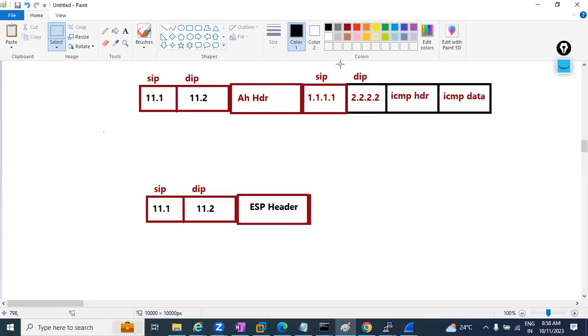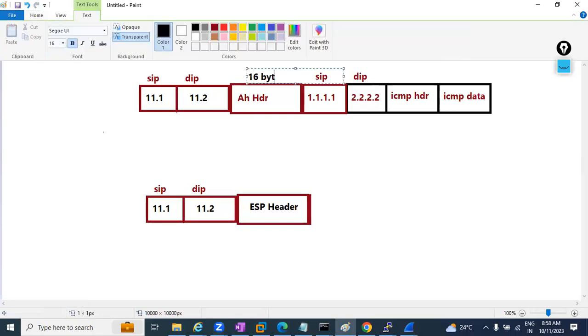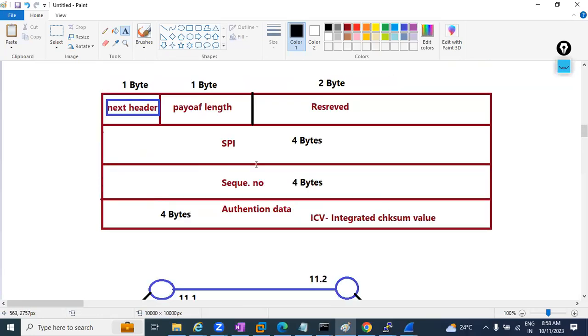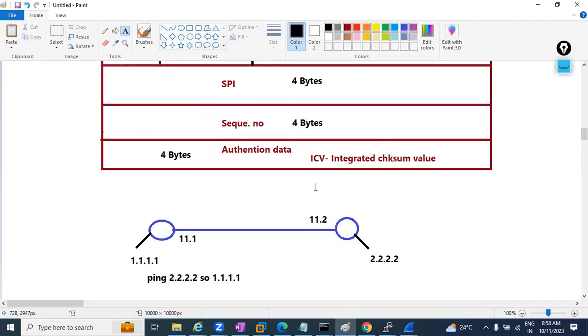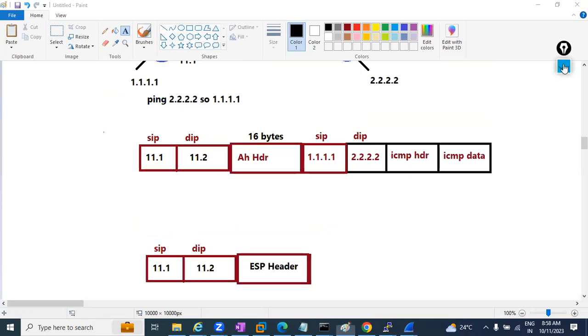Okay. So now we have to talk about these headers here. What is the header size of this? This is 16 bytes. So let's talk about the header. Next header. Every lower layer header has upper layer information. So what exactly is this? The authentication header. In this authentication header, there would be the information about the next header.